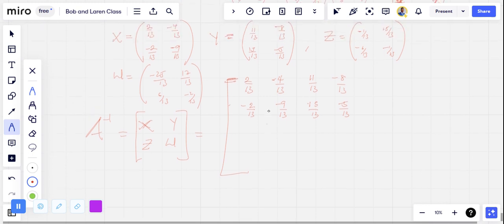So my z is this. See my z position. So I will put it here: minus 1 over 13, 15 over 13, minus 6 over 13, right? And minus 1 over 13. While the w part is minus 25 over 13, then 17 over 13, then 6 over 13, and minus 2 over 13. Whereby this is actually equivalent to, 1 over 13 is common all through.